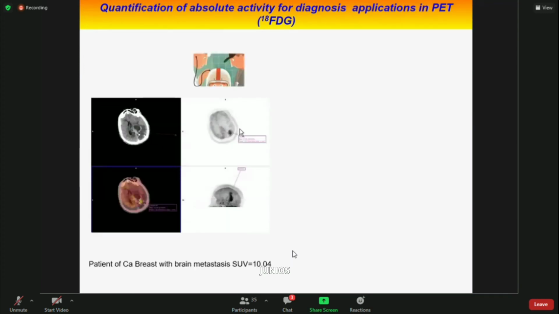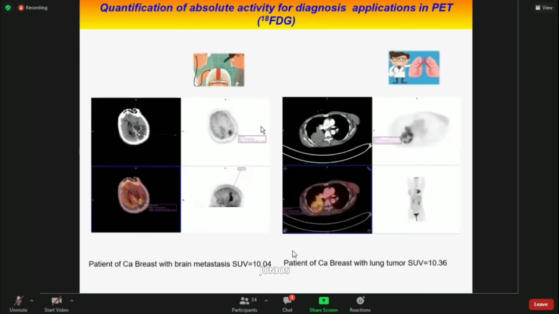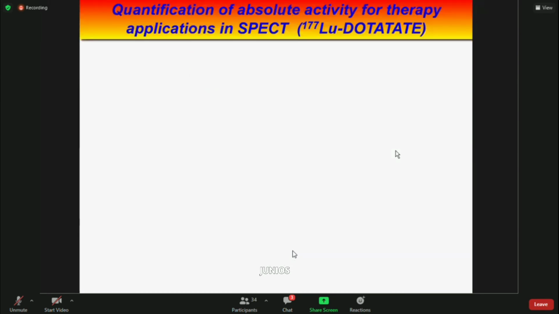This is a carcinoma breast patient who came to our department with the complaint of headache. So we performed the scan and we found a lesion in the brain, and simultaneously we found one more lesion in the lung, which was unknown. This patient has this lesion in the lung. So like that, the SUV plays a very important role to diagnose the disease.